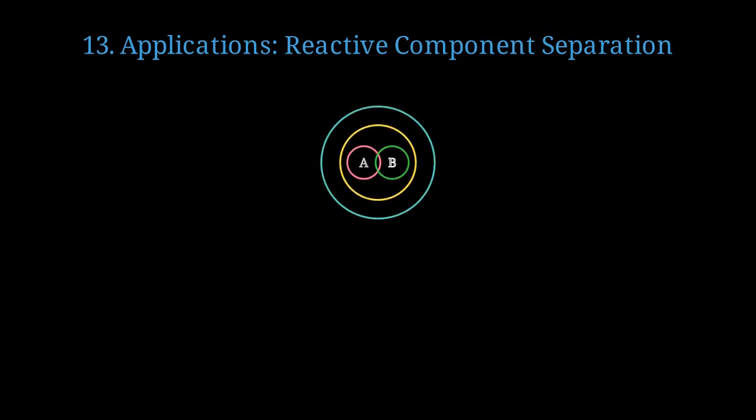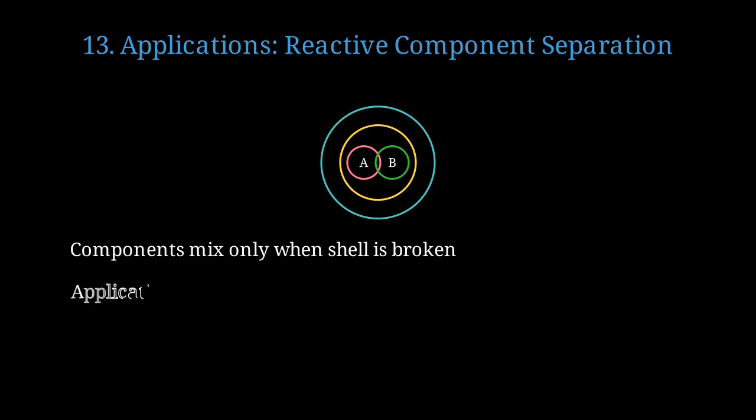Double emulsions keep reactive components separated until triggered mixing is desired. Reactive components A and B are kept in separate cores within the same shell, preventing premature reaction. The reactive components only mix when the protective oil shell is deliberately broken. This principle is used in self-healing materials where damage triggers mixing and polymerization.